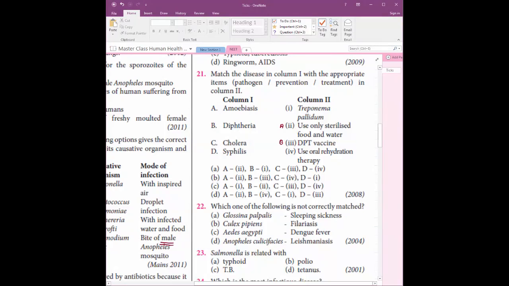Then cholera. Cholera, guys, we are going to use oral rehydration therapy. And syphilis, like I earlier said, is caused by Treponema pallidum. So let's see who is... 2341.